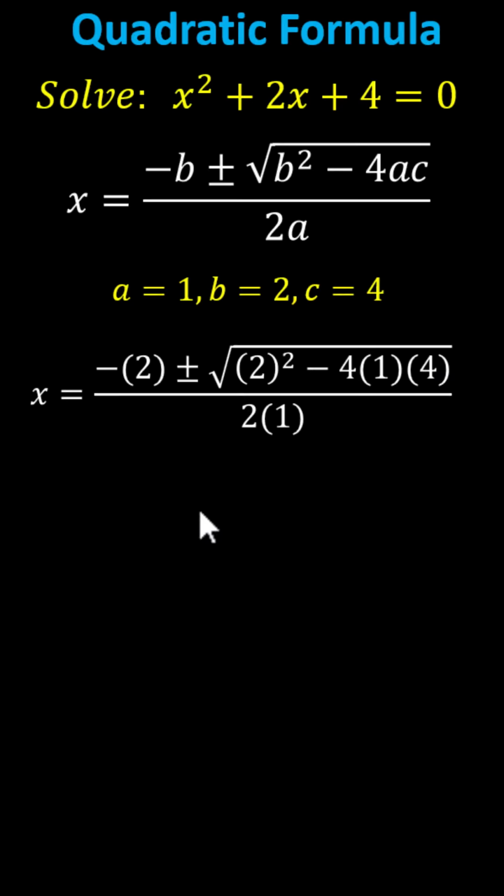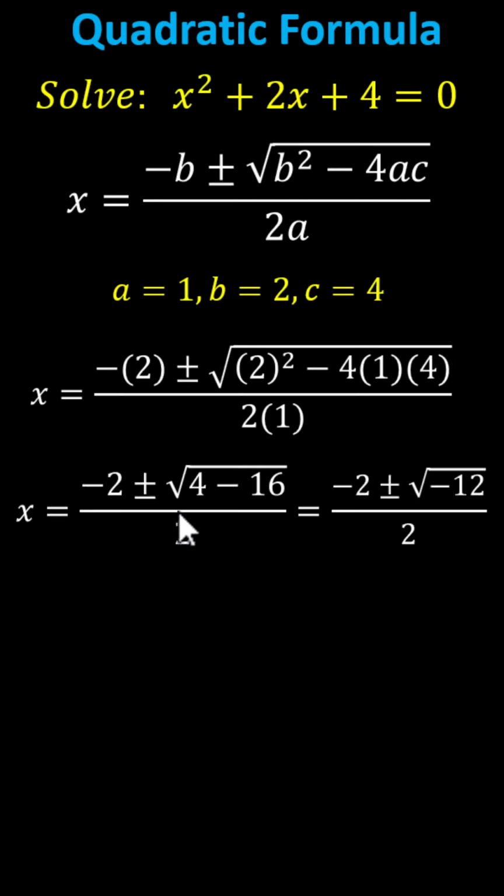And now we simplify. We need to be careful when simplifying the discriminant, which is the expression under the square root. Simplifying, we have x equals -2 plus or minus the square root of the difference of 4 and 16, all divided by 2. The square root simplifies to the square root of -12. Because we have a negative under the square root, we know we have complex solutions.